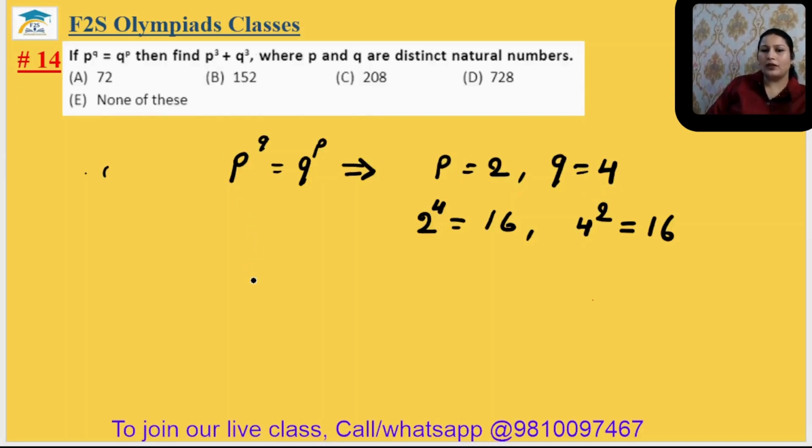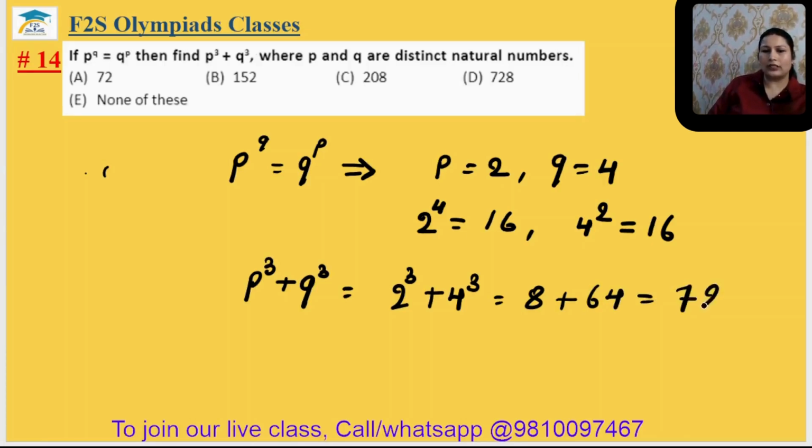We have to find p cube plus q cube, equal to 2 to the power 3 plus 4 to the power 3. 8 plus 64. That is 72. Option A is the answer. The 14th answer is option A. Okay.